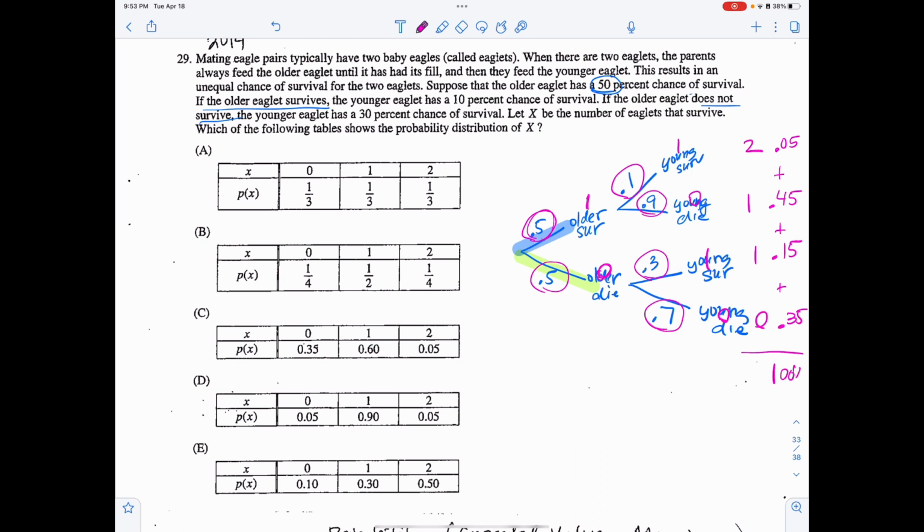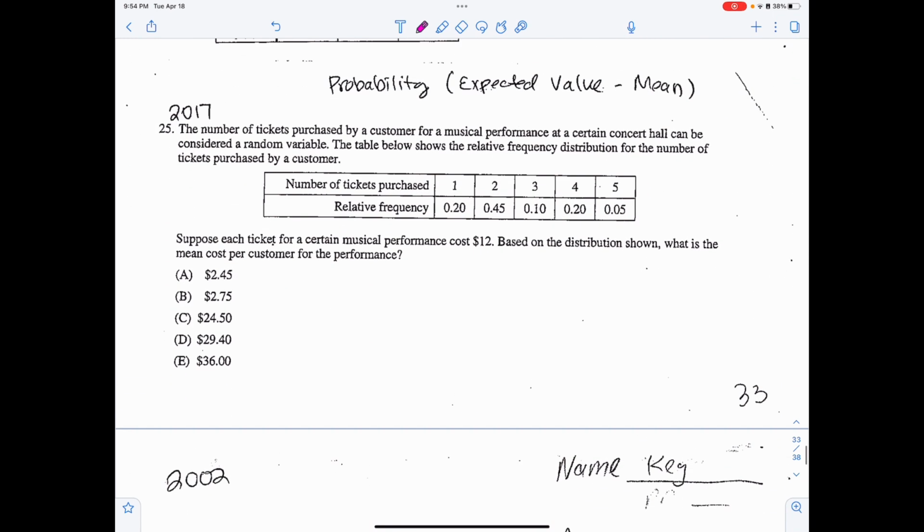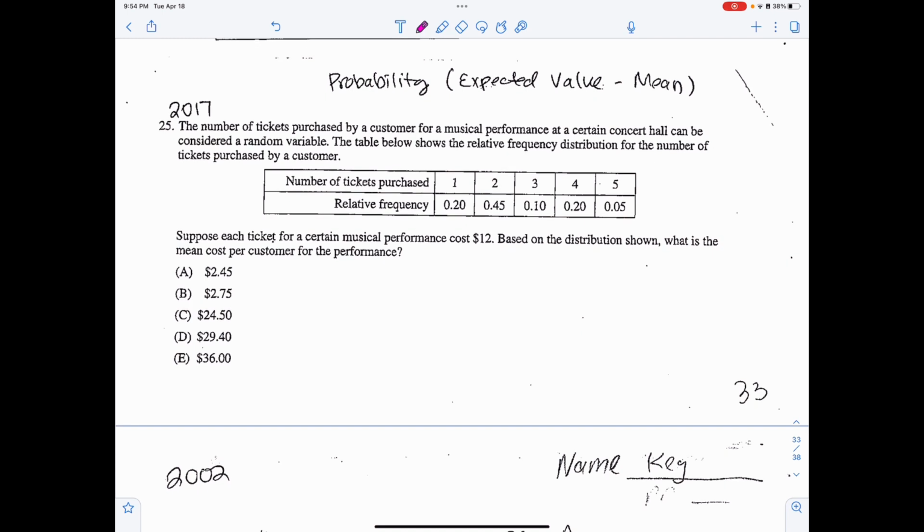So I am able to put these two together because they both represent 1 eagle living. And so that means I have a 5% chance for 2 living. I have a 60% chance of 1 living. So obviously we know which one it is, and a 35% chance with none of them living. Again, expected value. So 1 times 0.2 plus 2 times 0.45, and so forth and so on.